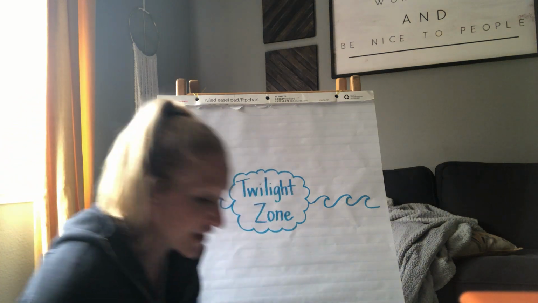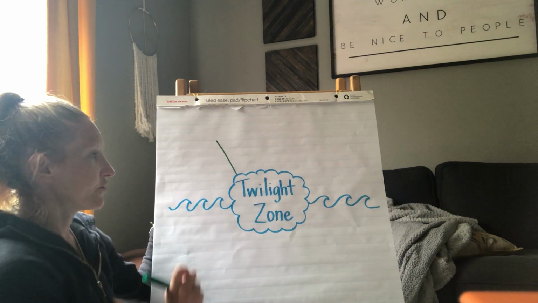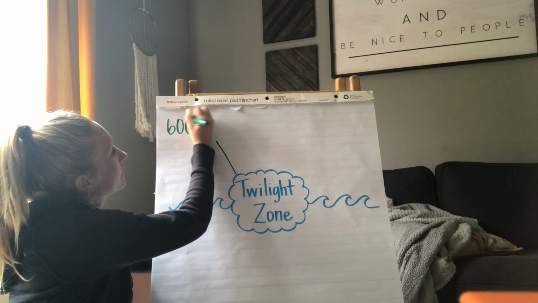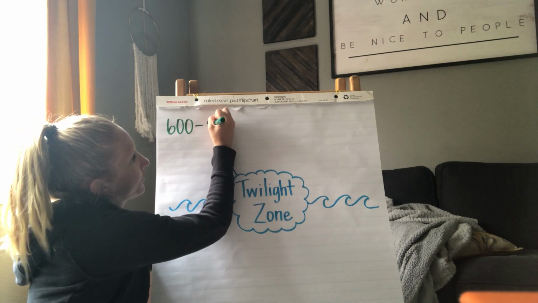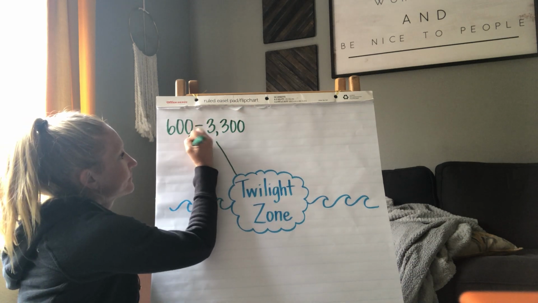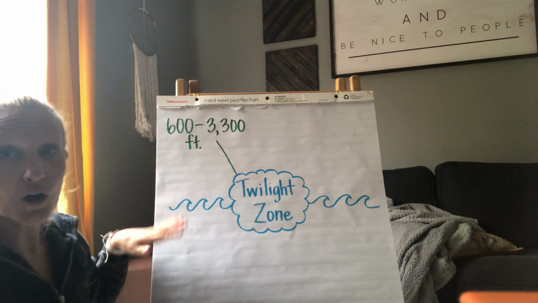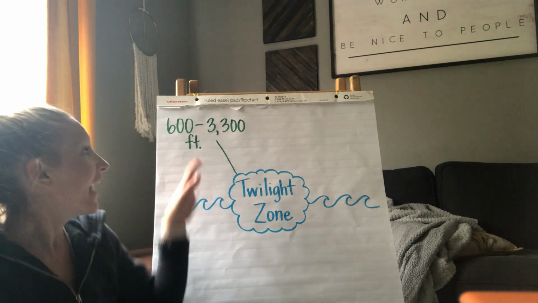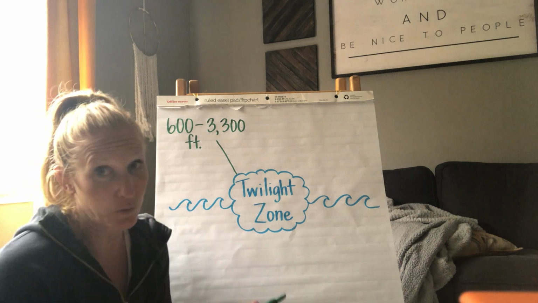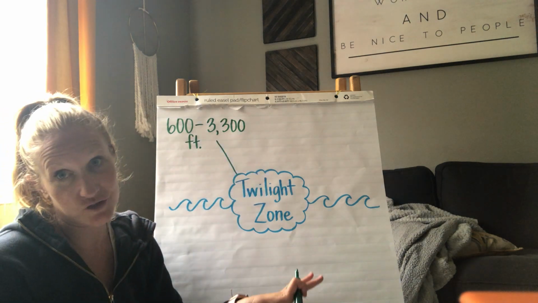So I'm going to take out some markers and I'm going to write that. I'm going to draw a line to my Twilight Zone and I'm going to write 600 to 3,300 feet, with the abbreviation for feet, okay? So if you are reading along, you can underline that in the writing. And this is an approximate. When we were doing measurement, we talked about how we say things are about. Scientists give this an approximate. It's about this much, okay?